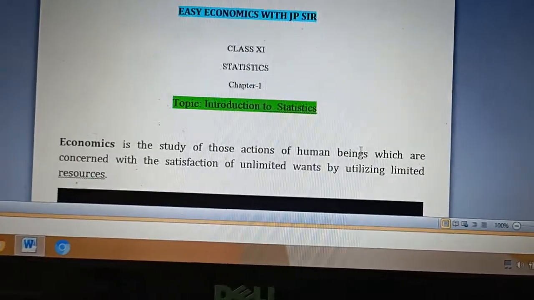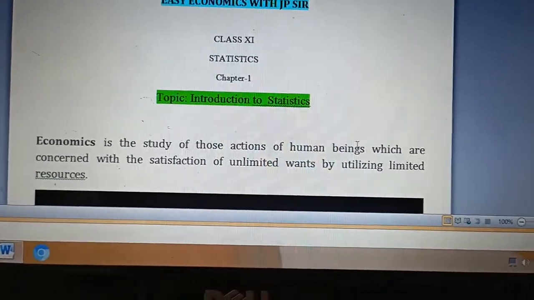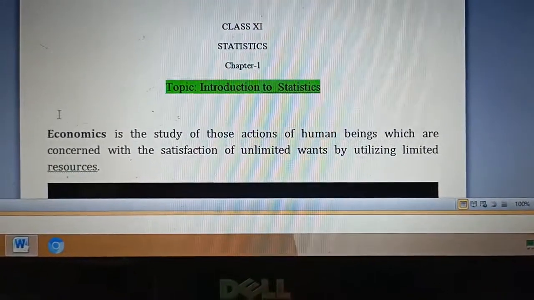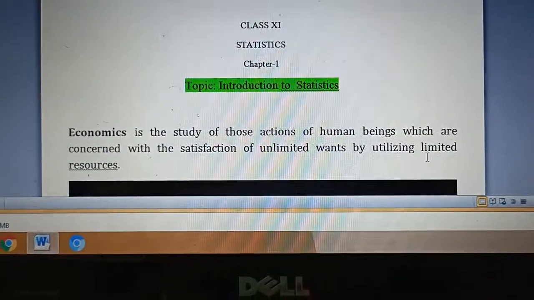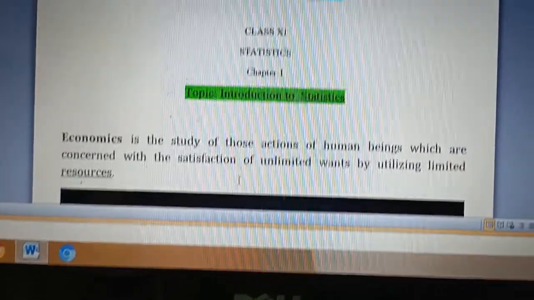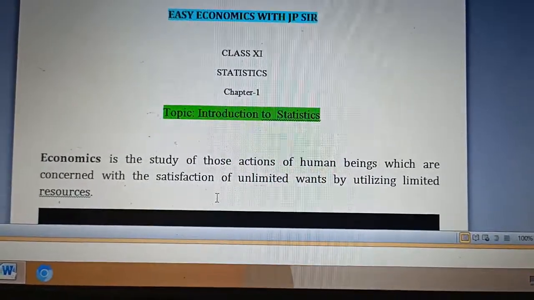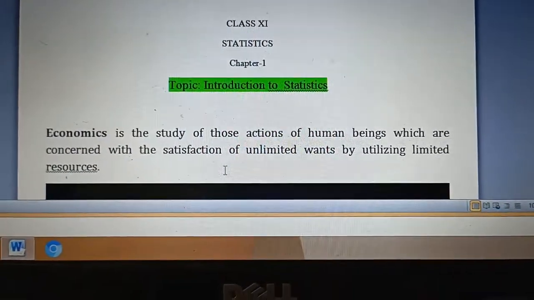What is economics? Economics is the study of actions of human beings which are concerned with the satisfaction of unlimited wants by utilizing limited resources. Means wants are unlimited, resources are limited, which have alternative uses. So that's why we call it how to satisfy the maximum number of wants with limited resources.